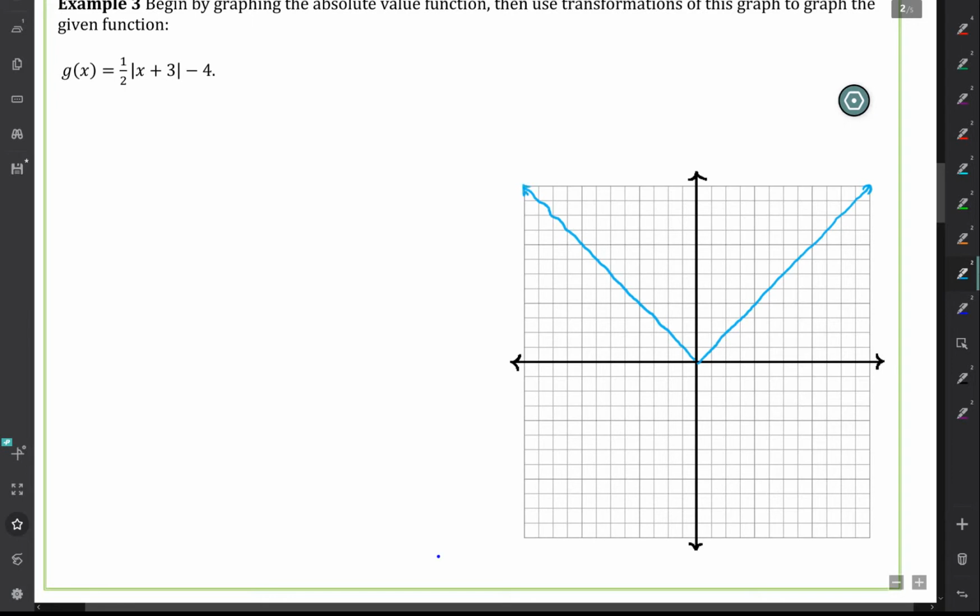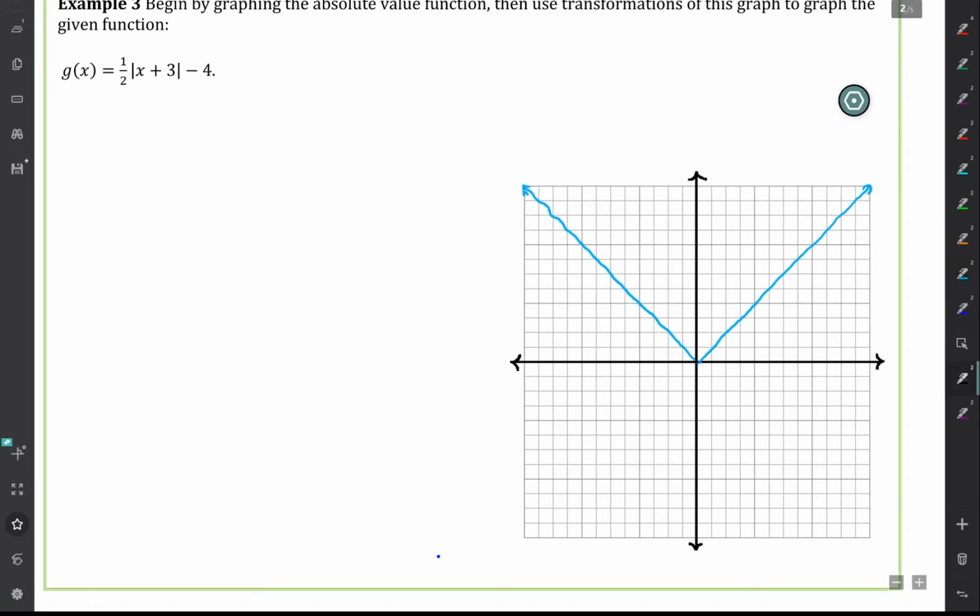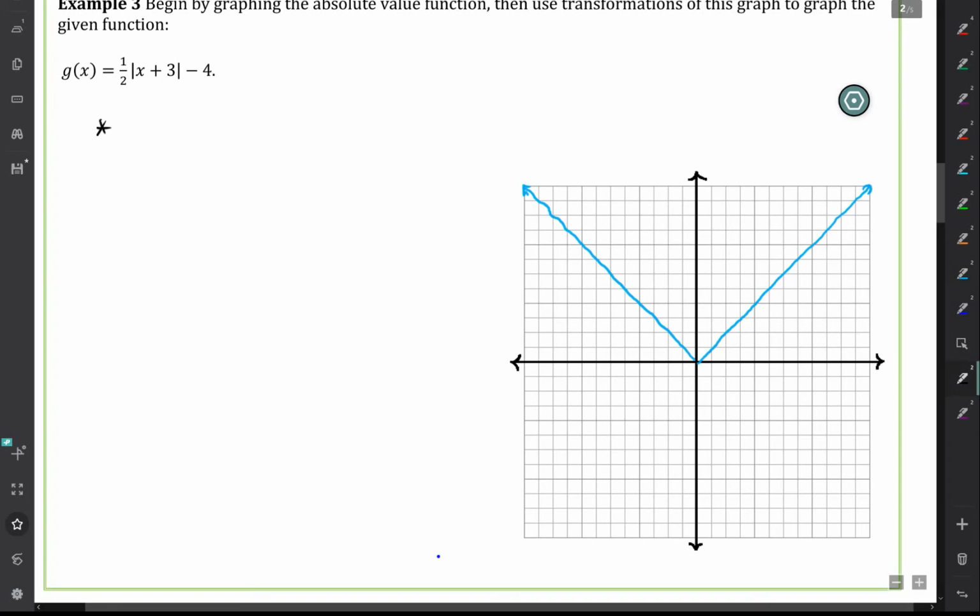Alright, now what we want to do is shrink vertically by a factor of 2. In other words, because there's this 1/2 out front, we want to take whatever the normal y value would be for this absolute value function, and we want to make the slope now 1/2. So we're kind of shrinking the y values by cutting them in half.